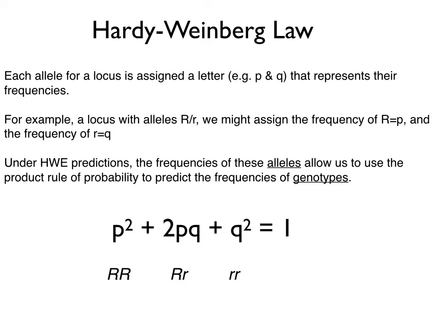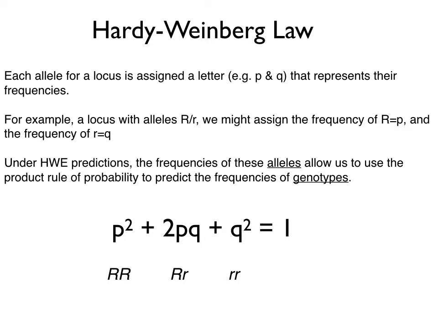So if the frequency of big R is 0.6, 60% of the copies of that gene in the population are big R. I can tell you that the frequency of big R in the population is 0.6. What is the probability that a baby is born that is homozygous dominant, homozygous for big R?